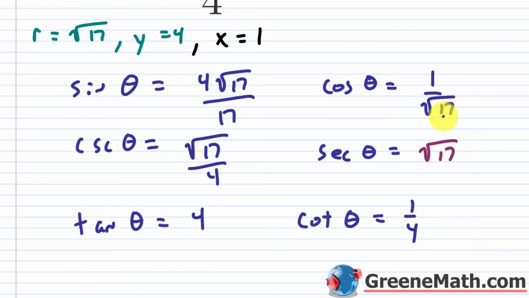Okay, so this guy right here, you would rationalize the denominator. You'd multiply by the square root of 17 over the square root of 17. So that's going to give you the square root of 17 over 17. Your sine of theta is 4 times square root of 17 over 17. Your cosine of theta is square root of 17 over 17. Your cosecant of theta is the square root of 17 over 4. Your secant of theta is square root of 17. Your tangent of theta is 4. And your cotangent of theta is 1/4.